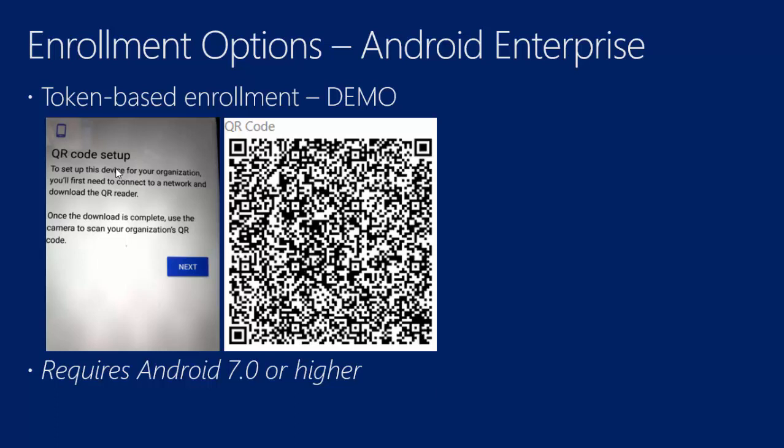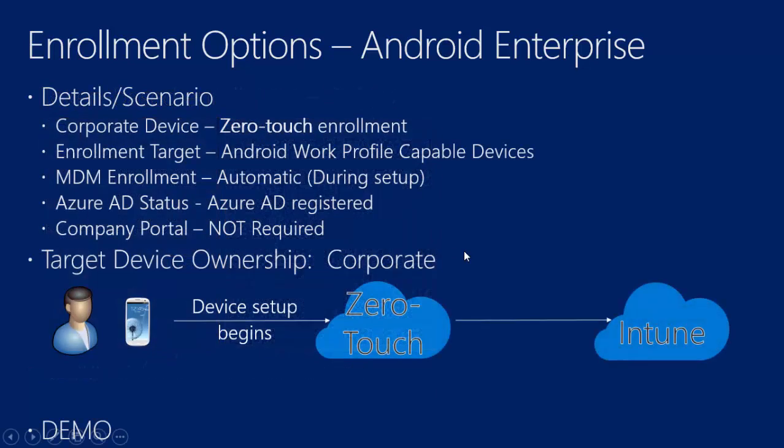Now, some devices might require an external QR code reader. Some won't. Mine didn't, right? So probably most of the time you'll be okay with devices these days, but either way, that is possible to do. And then finally, zero-touch enrollment, right? Again, work profile capable device, Android 8.0 or better. It will be something that happens during setup. It will not involve the company portal.